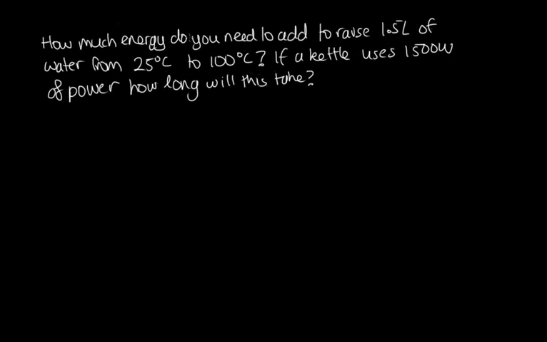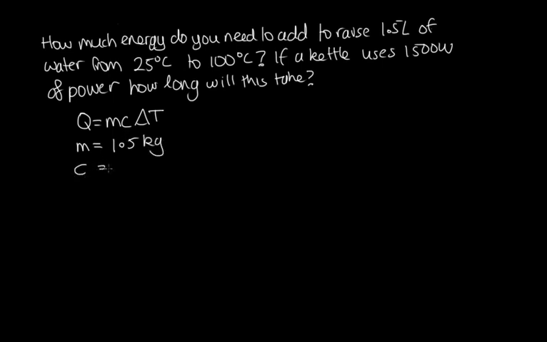So first of all, we need to work out how much energy is added. So to do that, we're going to have to use our formula Q is equal to mc delta T, where m is the mass, c is the specific heat, and delta T is the change in temperature. So the mass, we've got 1.5 litres of water. Now 1 litre of water weighs 1,000 grams. So this is 1.5 kilograms of water.